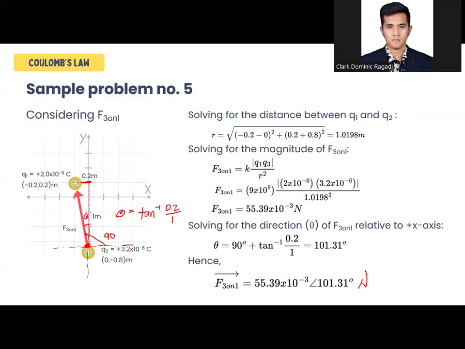But we are not yet done because we only calculated the individual forces. We have not calculated the actual resultant force. Again, to solve for the actual resultant force, we need to add all x components of the forces and all the y components of the forces, and then proceed to calculating the magnitude of the resultant force.